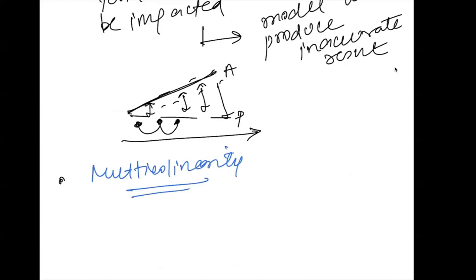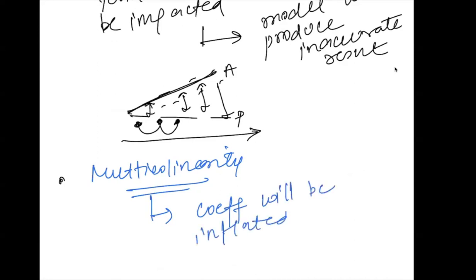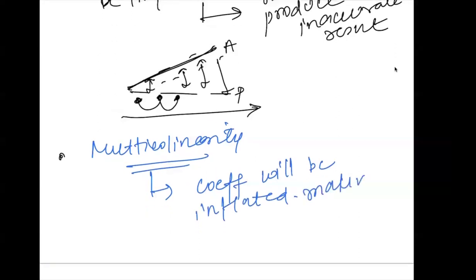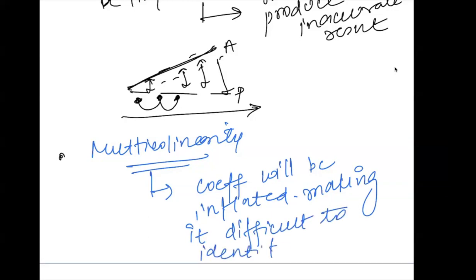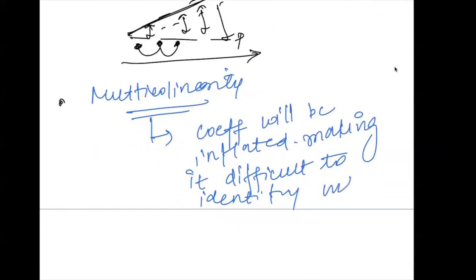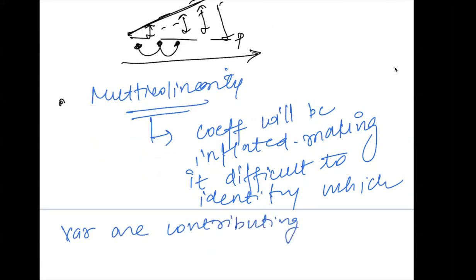See, once you have multicollinearity, or let's say you have higher correlation between your independent variables, then your coefficients will be inflated, making it difficult to identify which variables are contributing to the model.